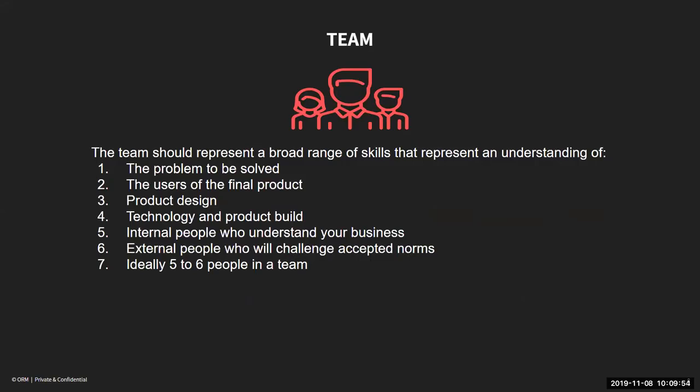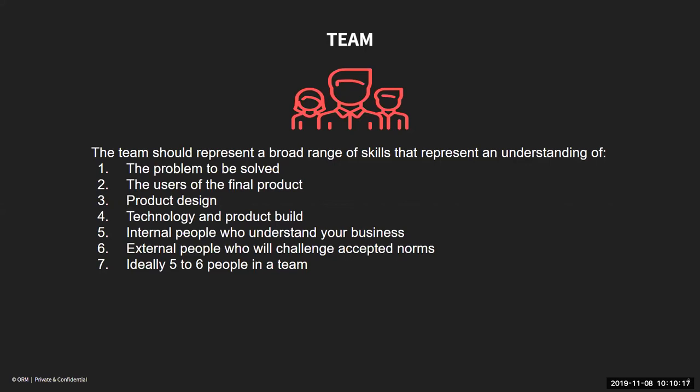But it also helps to have internal people because they are the closest to your business. They understand the problem better than anyone else. But it's good to have external people on the team as well, because those people will not have preconceived ideas about what is and what isn't possible within your organization or your sector. And they will challenge the accepted norms. So it's really good to have a good mix of people across all of those skills.